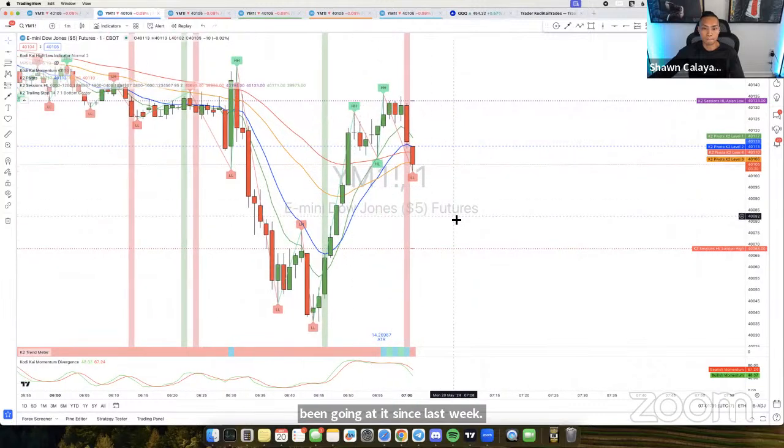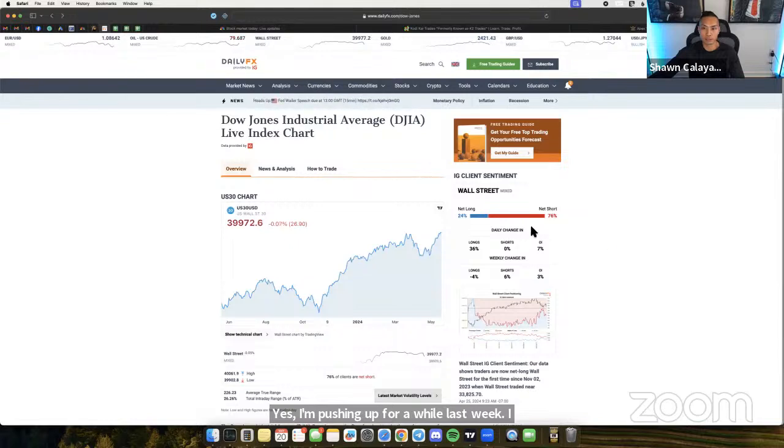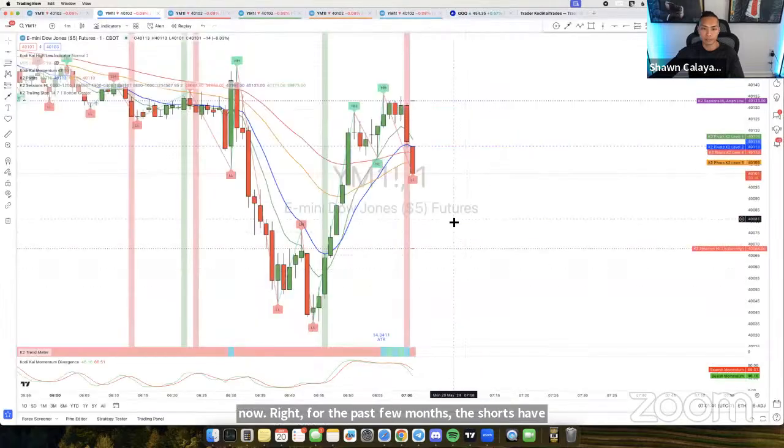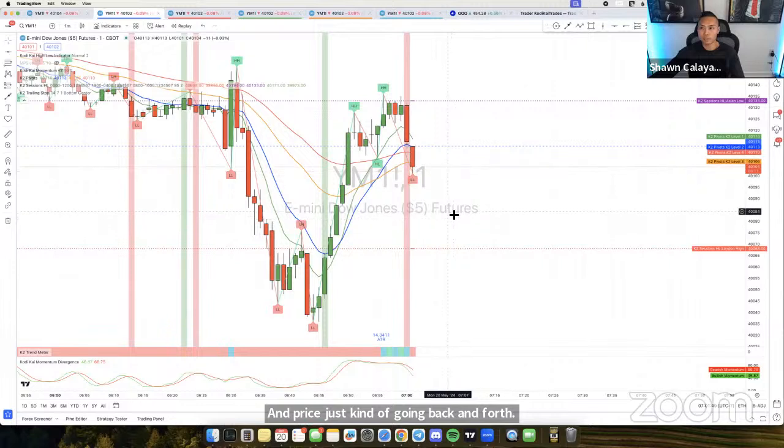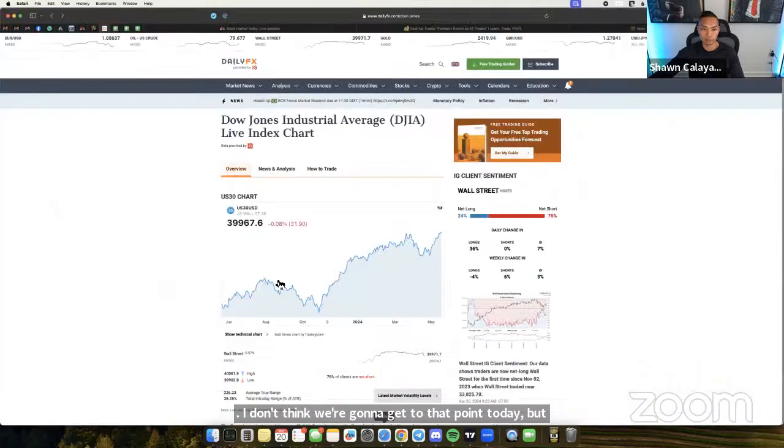I mean, also because sentiment is so far on the sell side. They've been on the sell side for about 3 months now, right? For the past 3 months, the shorts have been pretty high. And price has just kind of been going back and forth. If anything, we might get that bullish push on Wednesday. I don't think we're going to get to that point today, but maybe by Wednesday or maybe by the end of the session, who knows? I don't know what's going to happen later on today.